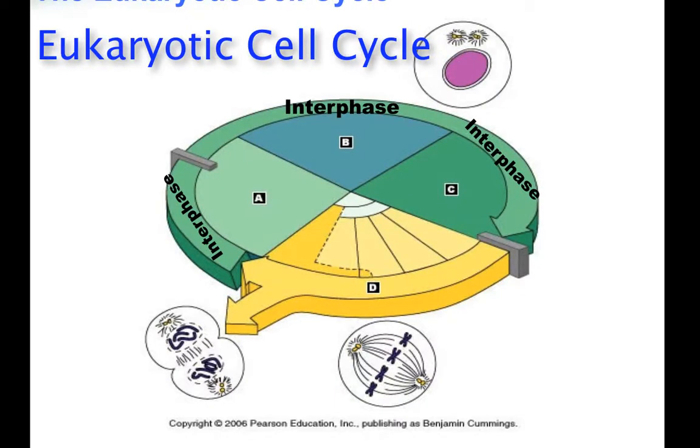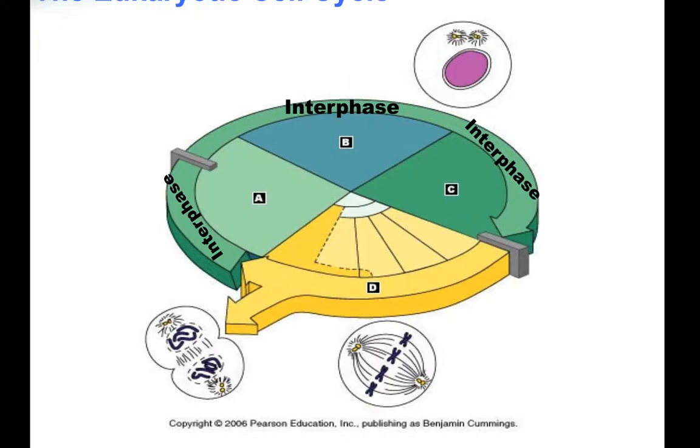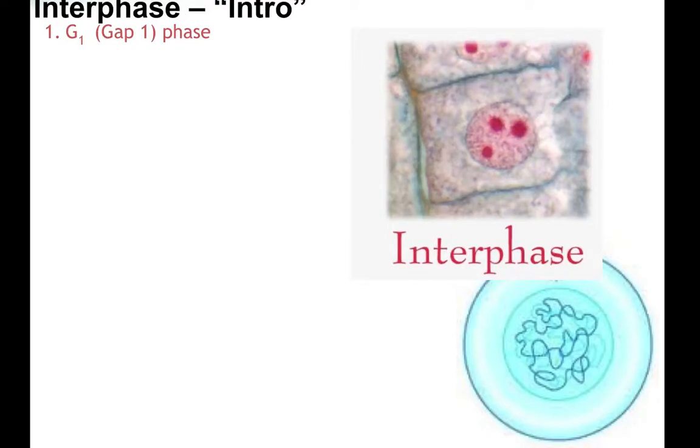Label this diagram and take notes about it on your paper while I go over the eukaryotic cell cycle. As you can see, the cell spends most of its time in interphase. Label A in interphase as G1.